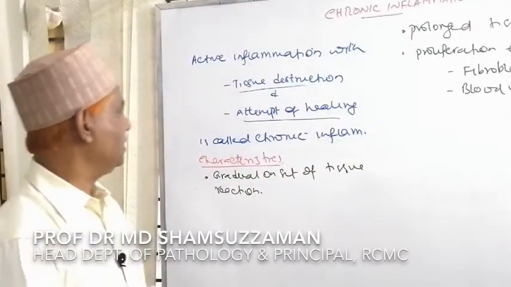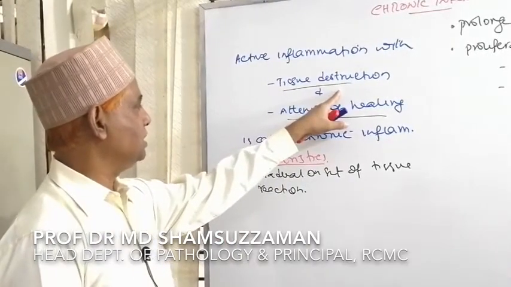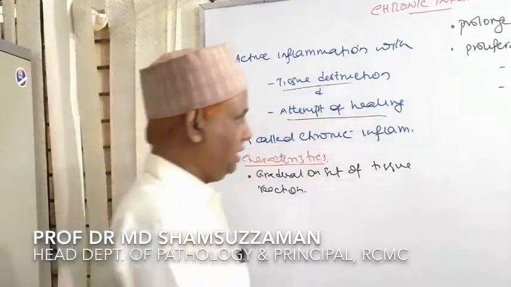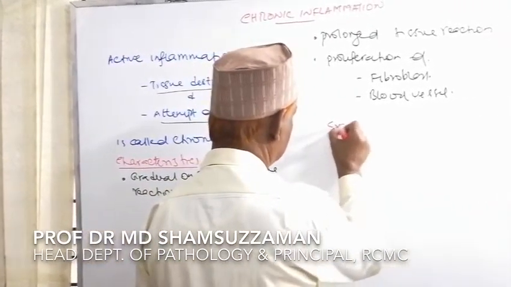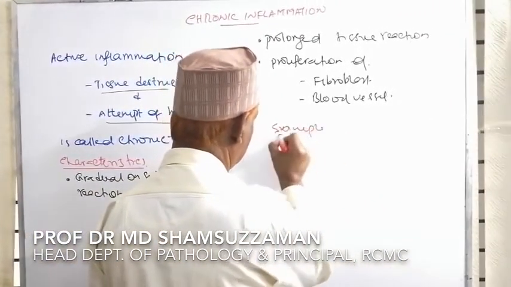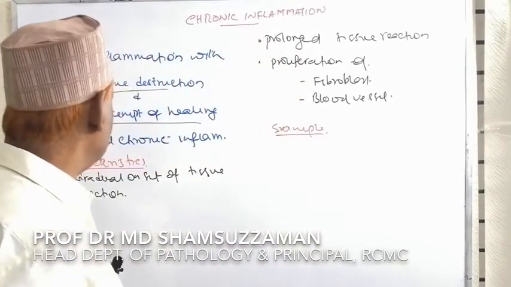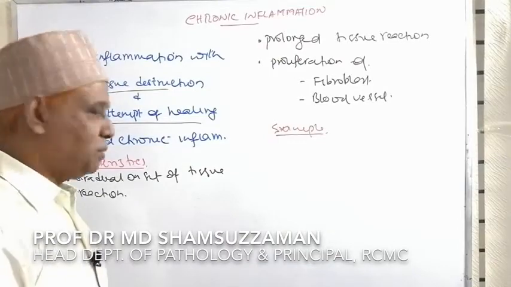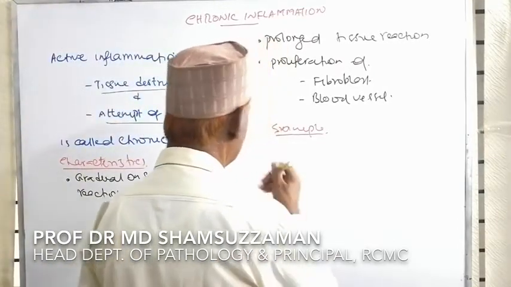Now we can cite an example of a chronic inflammation where you can get tissue destruction and, side by side, attempt of healing. Example is chronic osteomyelitis.